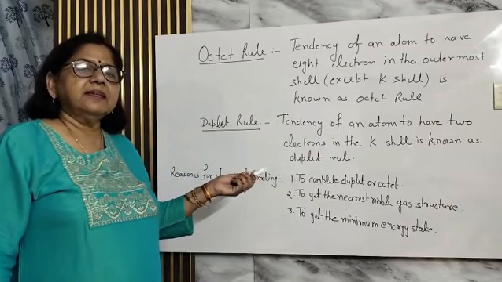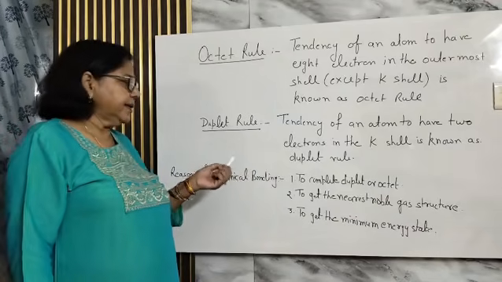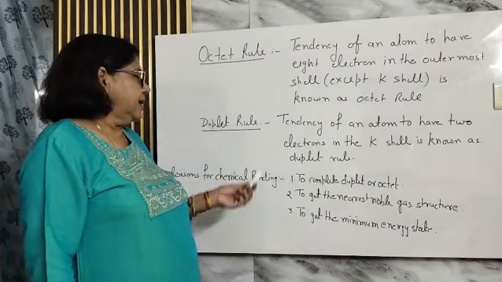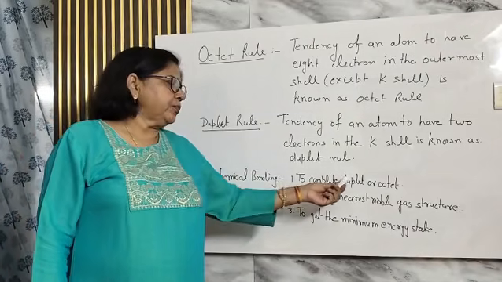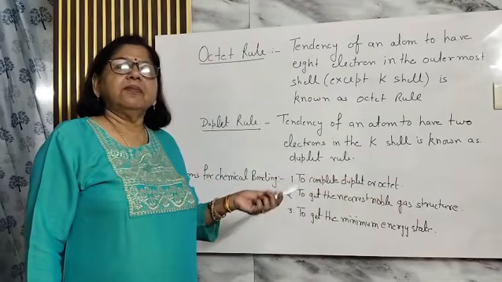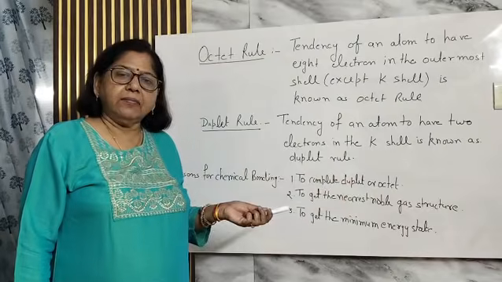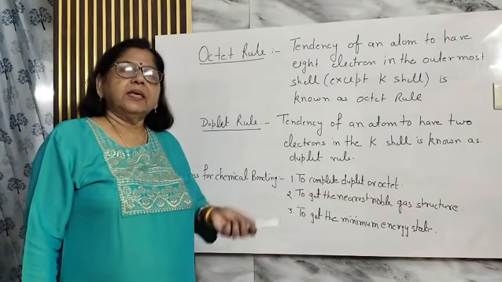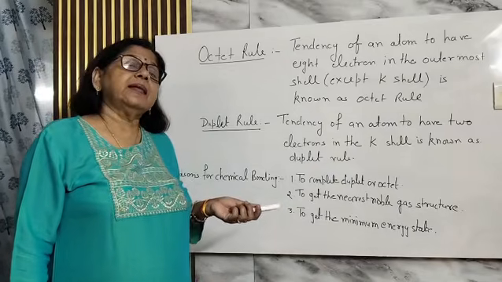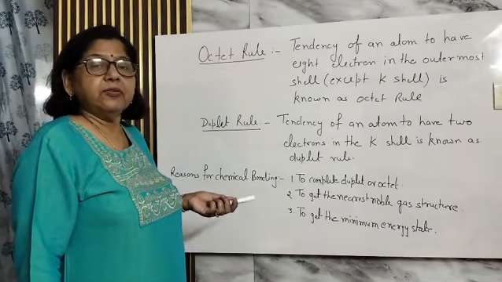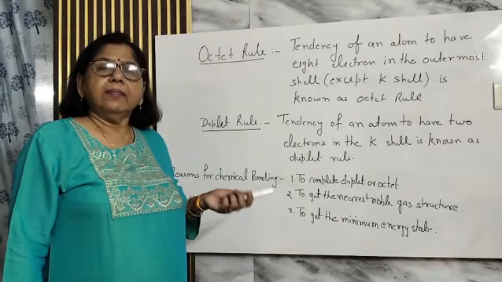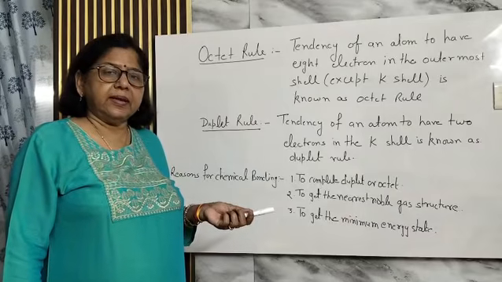Now, the question arises, why does chemical bonding take place? Chemical bonding takes place, number one, to complete the duplet or octet. Means by any way, every atom wants to have either 2 electrons if its outermost shell is the K shell, or 8 electrons if its outermost shell is other than the K shell, that means L, M, N, any of the shells, right?